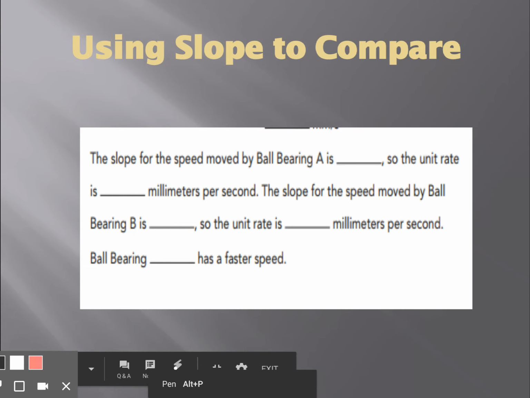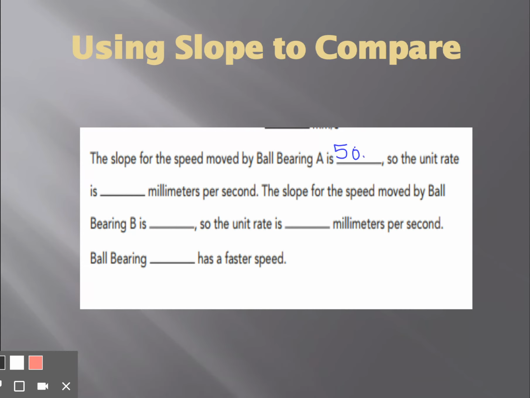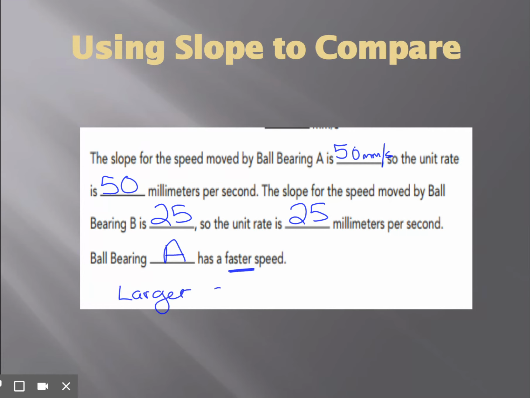So I can fill this in. The slope for the speed moved by ball bearing A is 50 millimeters per second. So the unit rate is 50 millimeters per second. The slope for the speed moved by ball bearing B is 25. So the unit rate is 25 millimeters per second. And again, they're asking for faster speed, so we're picking the higher number. Ball bearing A has a faster speed. Again, I'll just put this as a note. You might want to add it to look back on. Larger slope equals faster speed.